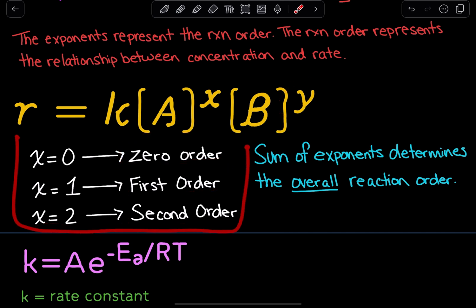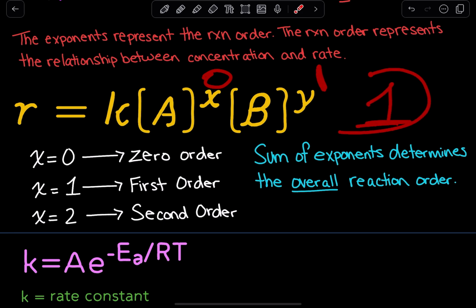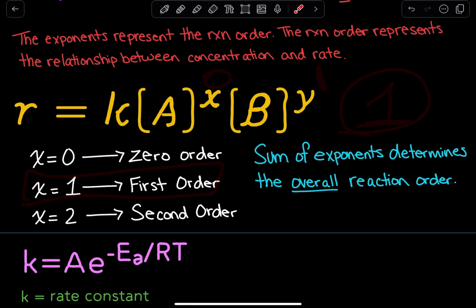And all of these values provide us information into the relationship between concentration and rate. And this will all make sense once we go over the graphical analysis of what reaction orders look like. Now, if I took the sum of my exponents, I will get the overall reaction order. So if x was equal to 0 and y was equal to 1, my overall value would be 1, so my overall reaction would be a first order reaction.